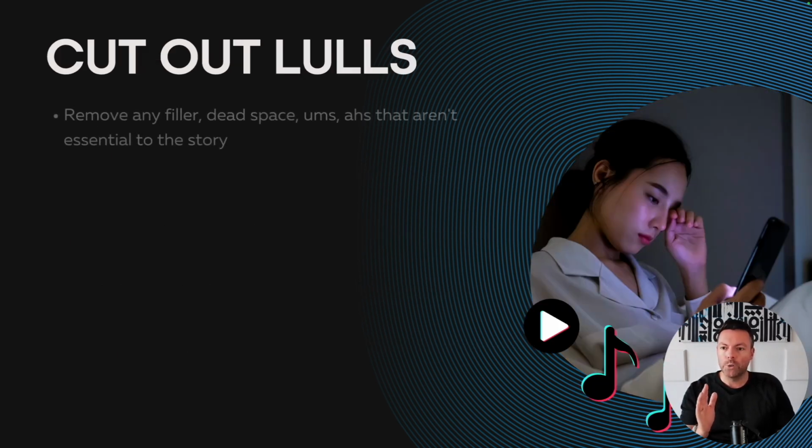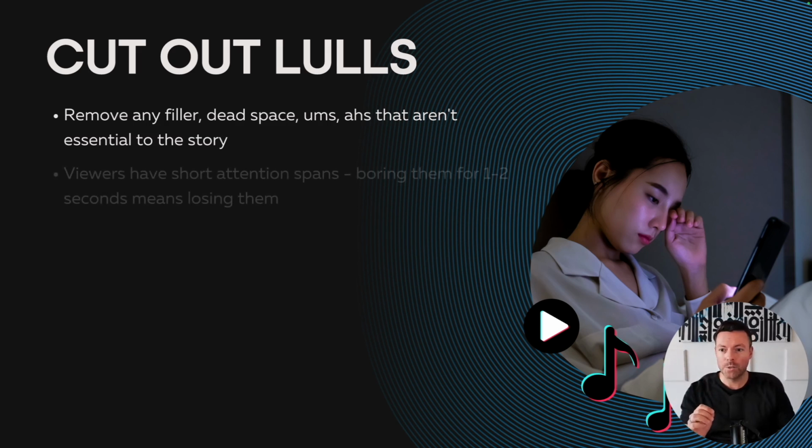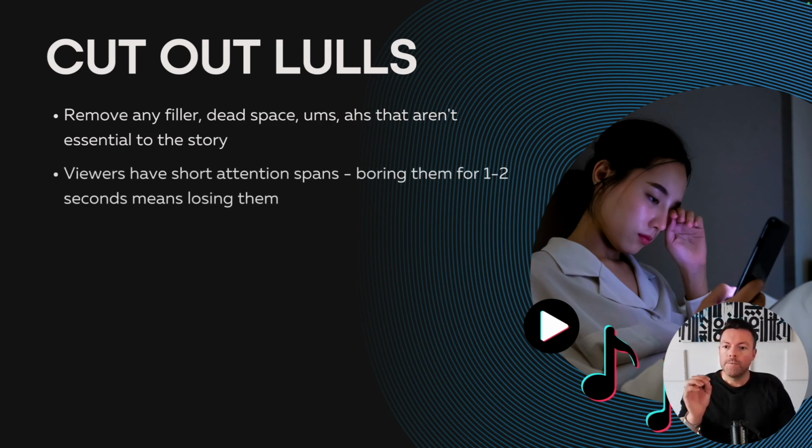Next is cutting out lulls. I want you to remove any filler, dead space, any ums or ahs that are not essential to the story. It's fine to be organic and natural and original, but you don't want it to be boring. So remove all that dead space and edit it out for your final versions. Viewers have short attention spans. We all know this, right? It's insane. People have such short attention spans now. Having a boring section in your video for even 1 or 2 seconds means you could lose them. So don't do that.